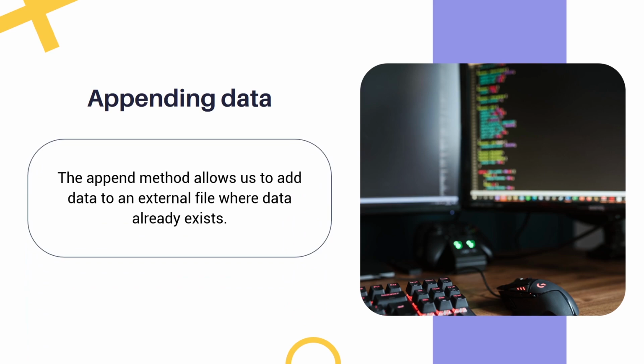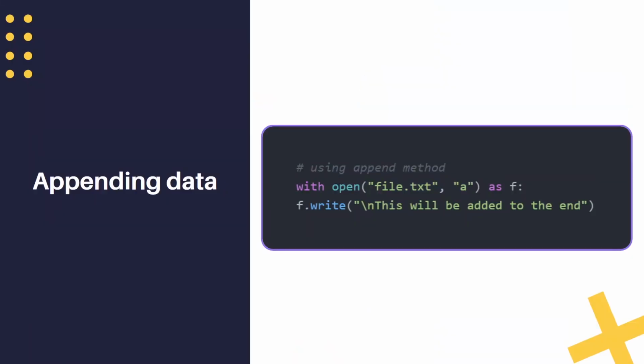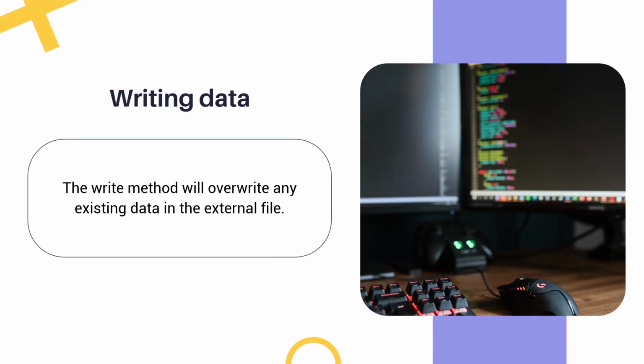With the append method, we can add data to an external file where data already exists. Here is a basic example of how the append operation is carried out. We first open the file, target the specific file, then call the append operation denoted by the letter A. We store this as a variable f. Next, we simply call the write function, pass in a string, and the string will be written to the text file.